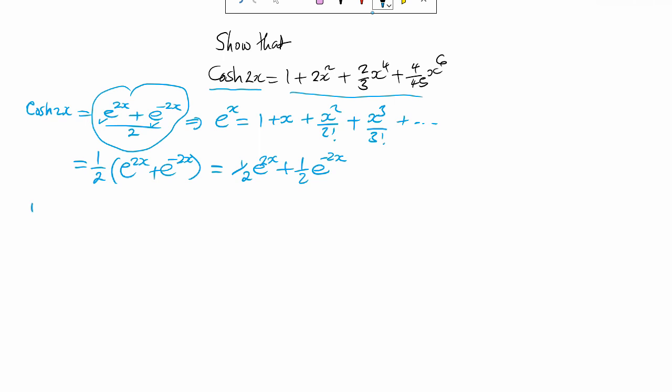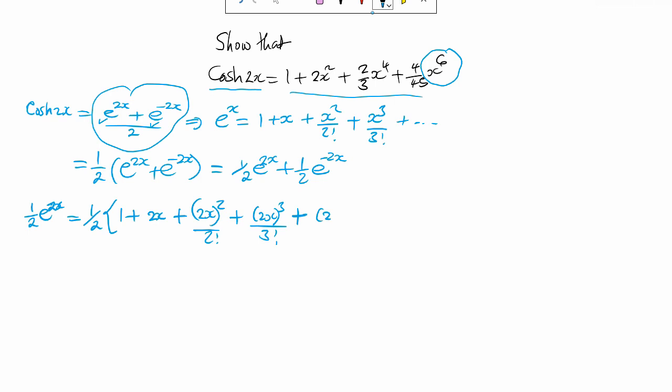We start with a half e raised to 2x, and this one is you take a half outside, and this one is multiplied by 1 added to 2x added to 2x raised to 2 over factorial 2 added to 2x raised to 3 over factorial 3, and because we are looking at x raised to 6, we shall continue: 2x raised to 4 over factorial 4 plus 2x raised to 5 over factorial 5 plus 2x raised to 6 over factorial 6, and so on.